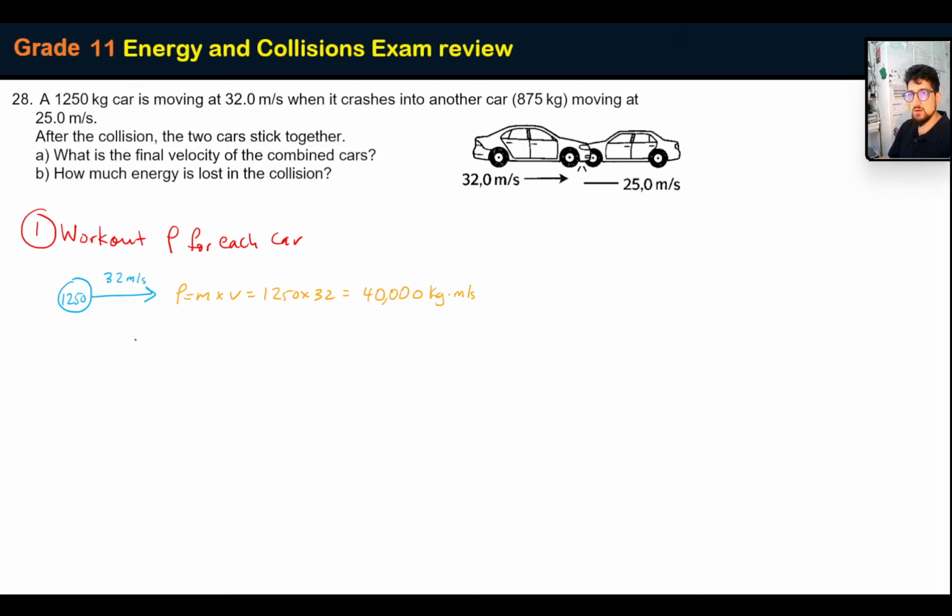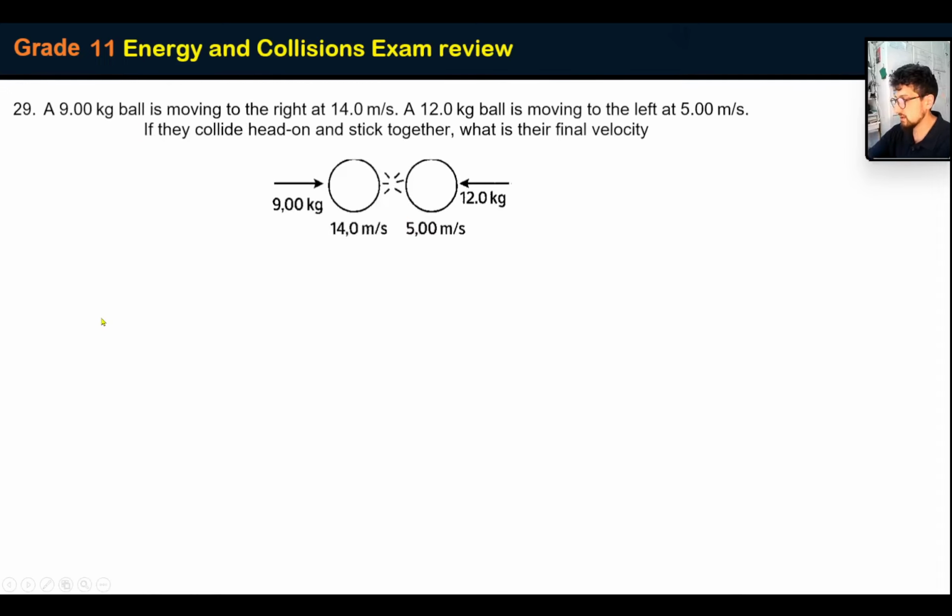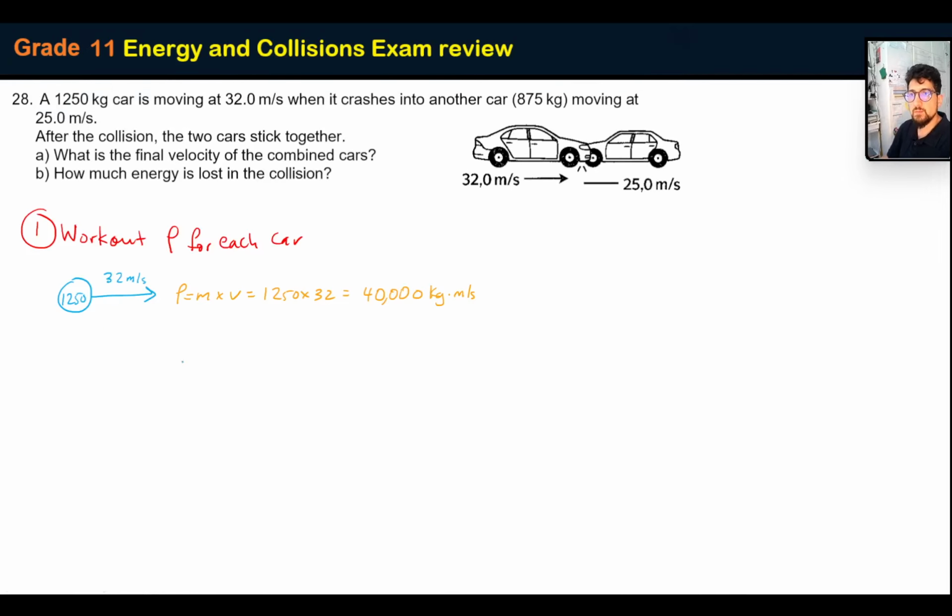Now the second part of the question, I should say, this part here. We've got another car, and this time it's 875 kg, and it's traveling at 25 meters per second. So the momentum for this car is going to be mass times velocity once again.